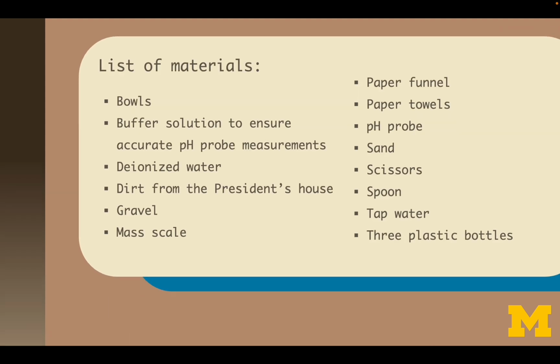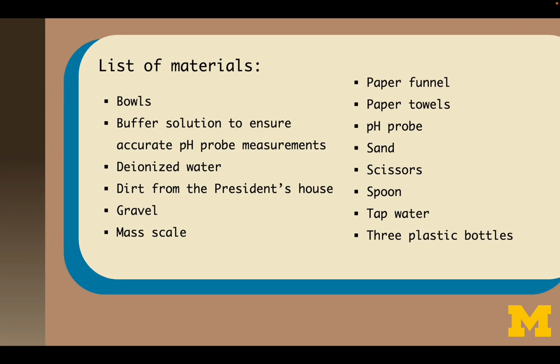Starting off our experimental design, we have a list of materials made of two categories. One is to measure data, which consists of a pH probe, deionized water, and a buffer solution, and the other is experimental use, which is everything else like the scale, sand, and gravel.